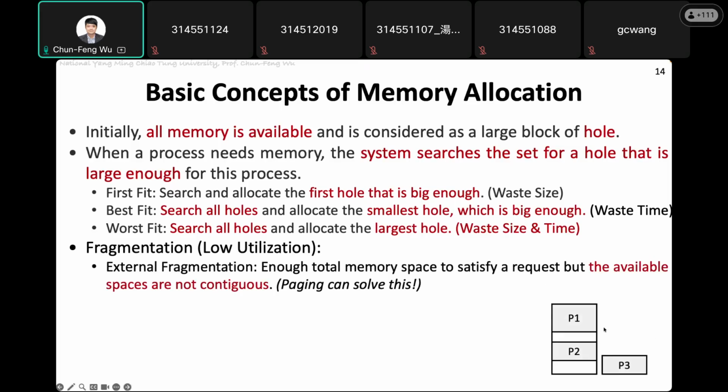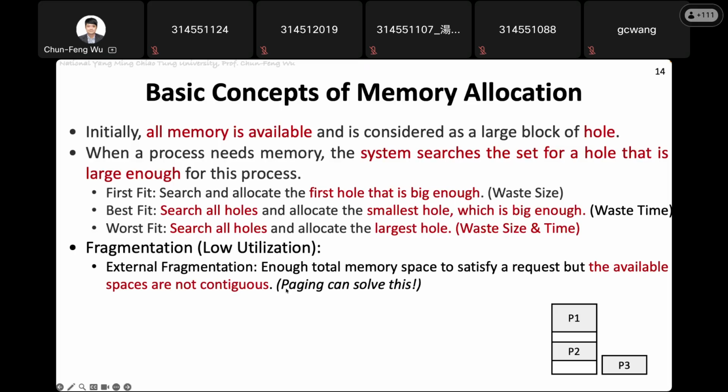Like this, you have process 1 and process 2 data, and here is the total amount of memory you have. The white part is the available memory. Now process 3 requests this amount of memory. The aggregation of the white parts can fit P3's demand, but because the space is split into two areas, it's not contiguous. So this is called external fragmentation.